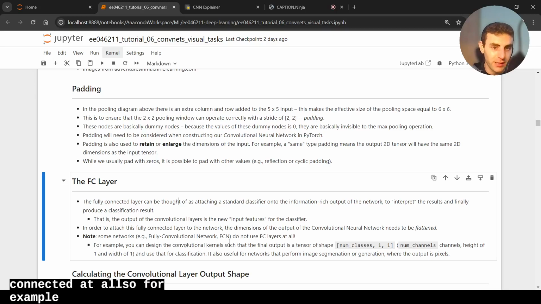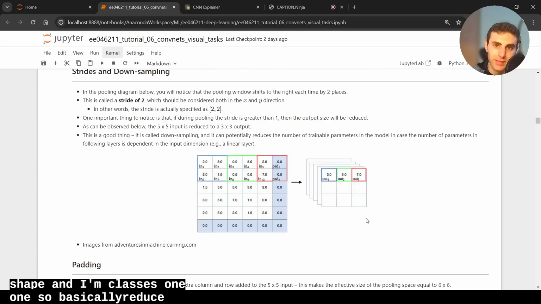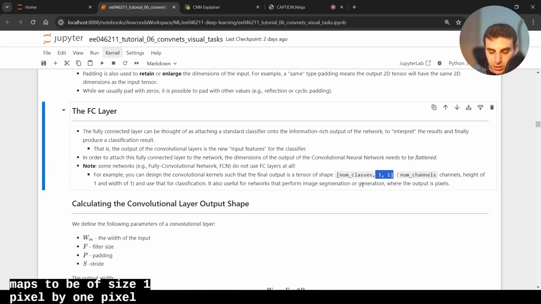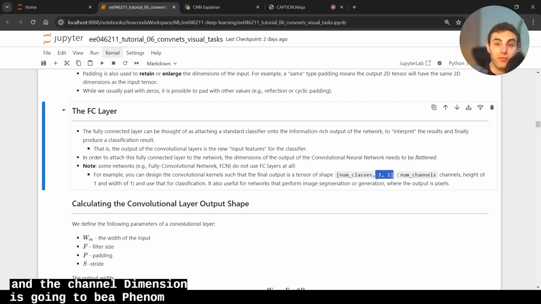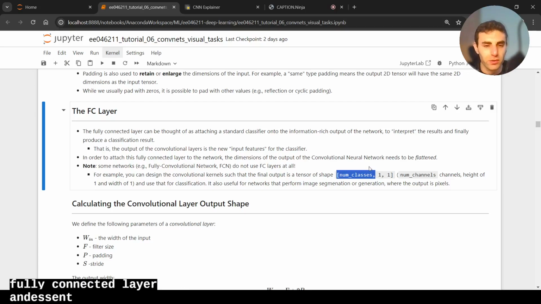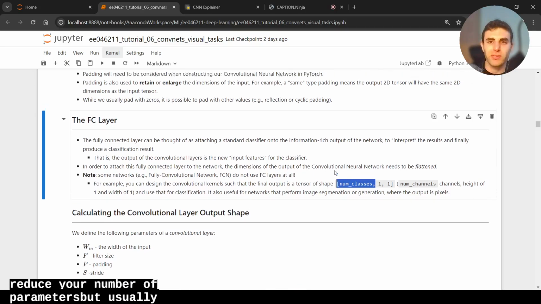So, for example, you can design the convolutional kernels such that the final output is a tensor of shape num classes, 1, 1. So basically, you reduce your feature maps to be of size 1 pixel by 1 pixel, and the channel dimension is going to be of num classes. And basically this means that you have a single vector here, because the other dimensions are 1, so you can just reshape it to be of size num classes. So if you did this, you don't need another fully connected layer, and essentially you can reduce your number of parameters.